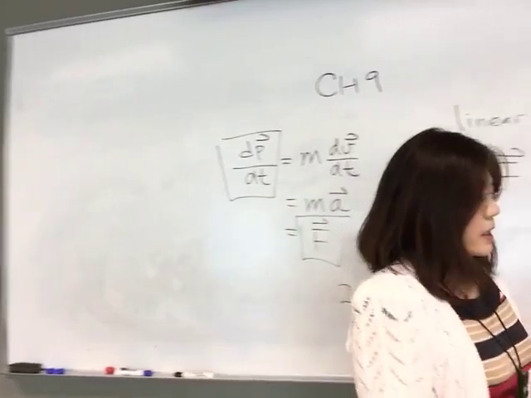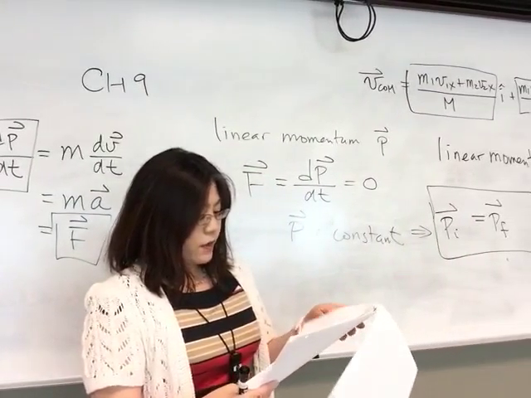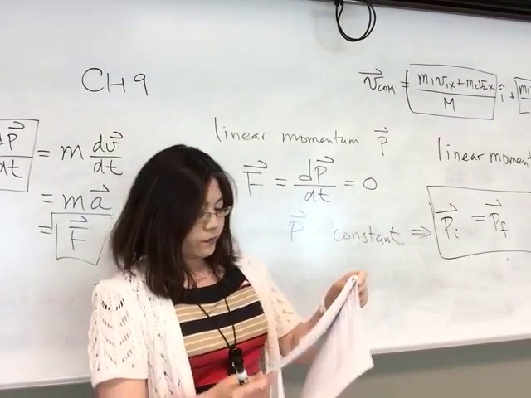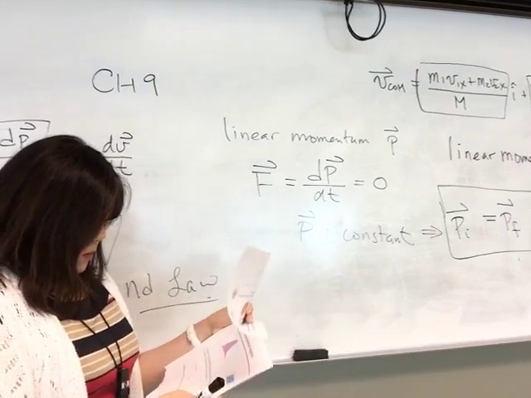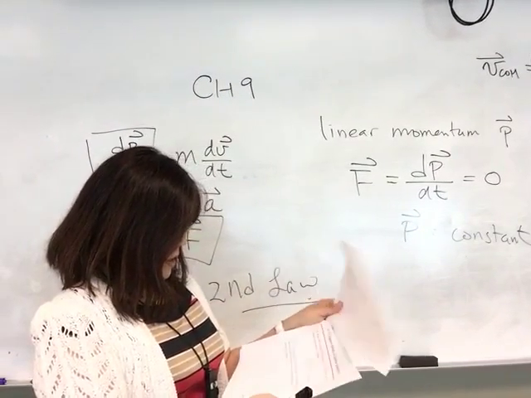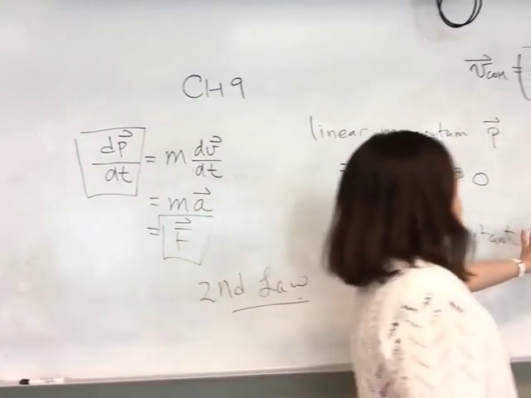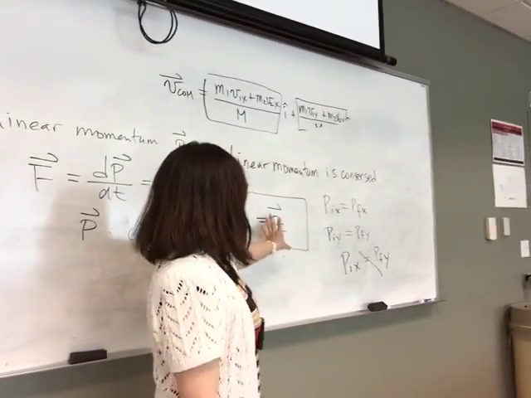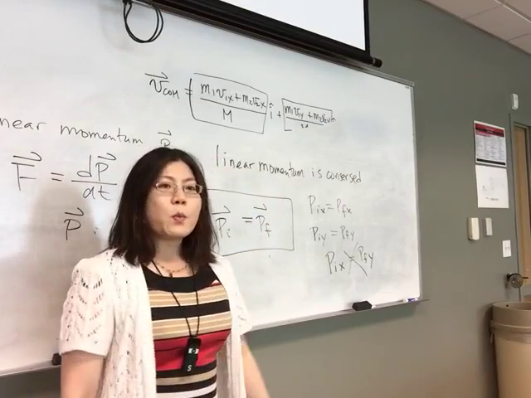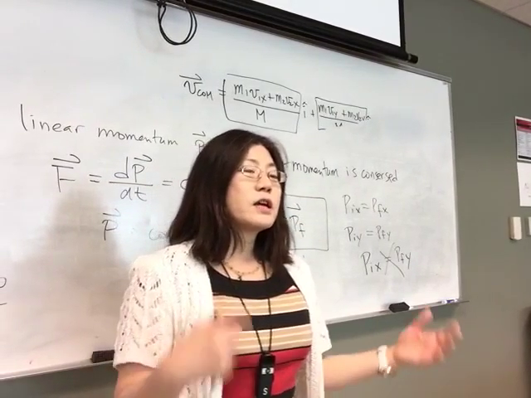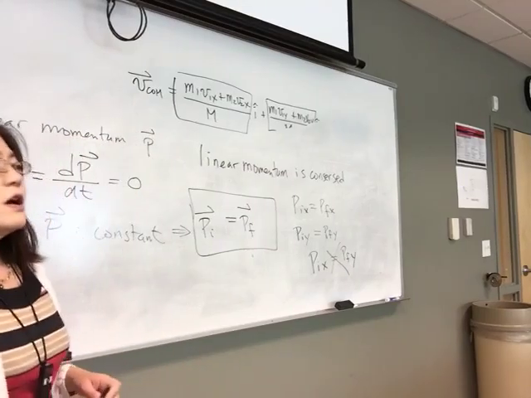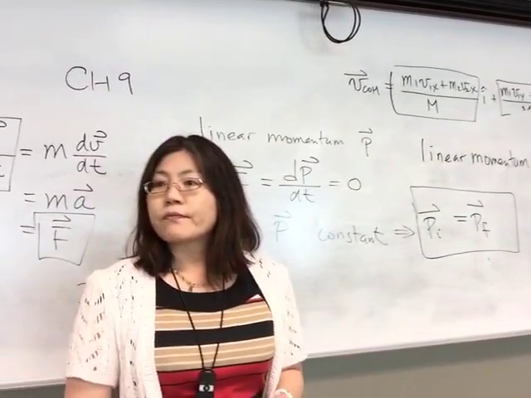So this is the linear momentum, and so that is that. One of the applications of this, that linear momentum is conserved, is when you're dealing with collision. So how do we define collision?